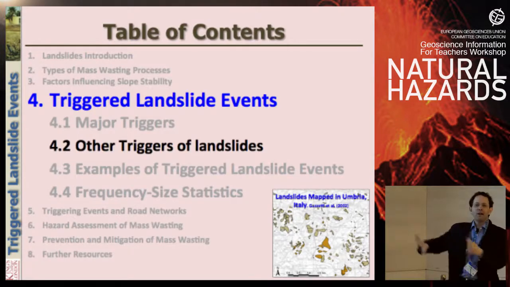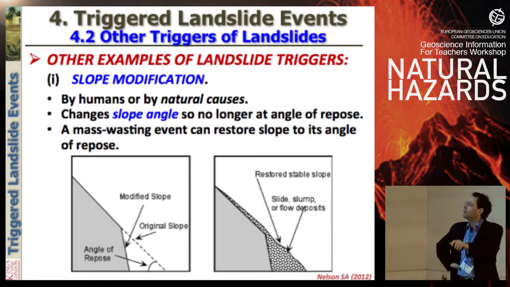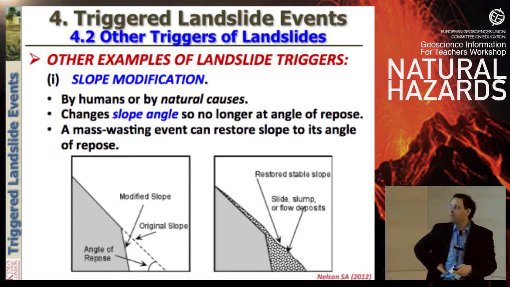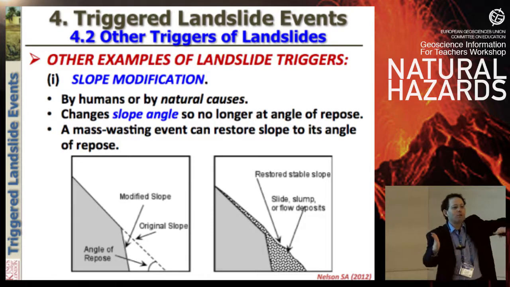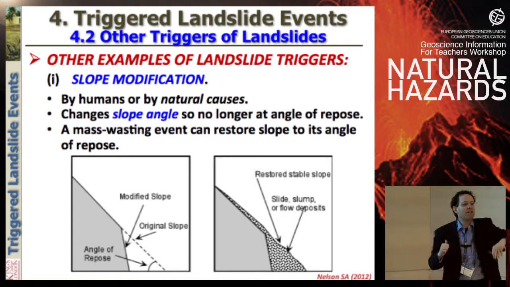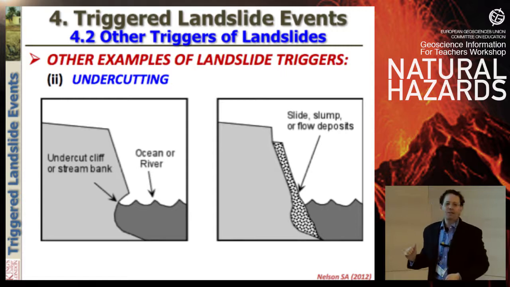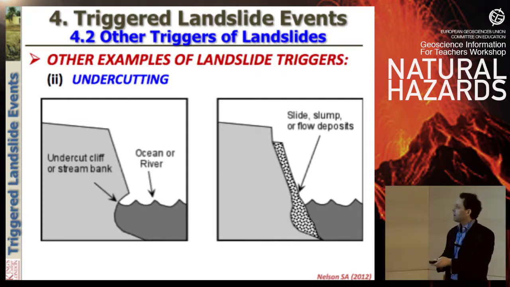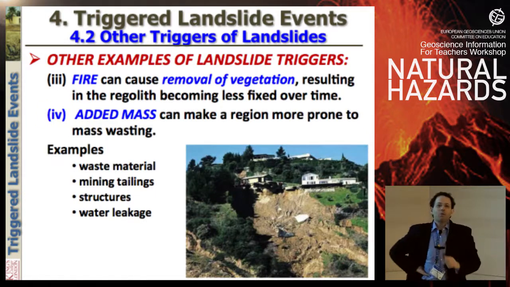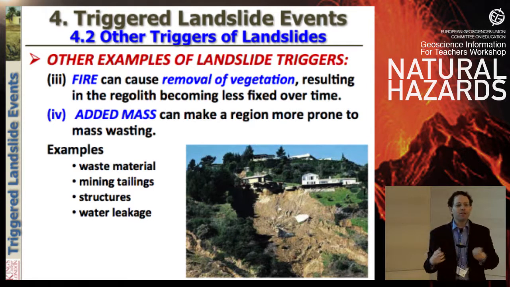Other triggers of landslides, those were the major ones: earthquake, heavy rainfall, volcanic eruption. Other triggers include slope modification. This can be by humans. So we can go to a road, do a road cut. By doing a road cut, we're changing the angle of repose. By changing that angle of repose, we're causing an unstable situation where a slide will often result. Undercutting in a river, same thing. We're changing it so we get a slide or slump, and fire can cause the removal of vegetation, and this results in the regolith becoming less fixed over time.